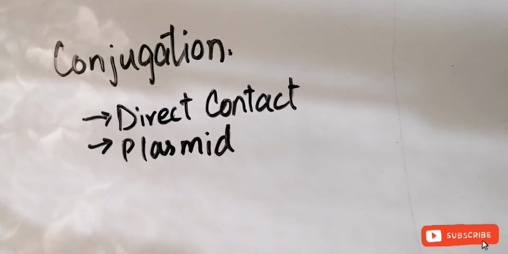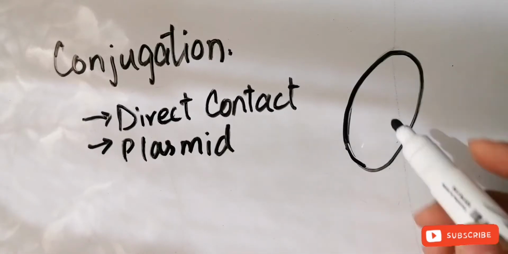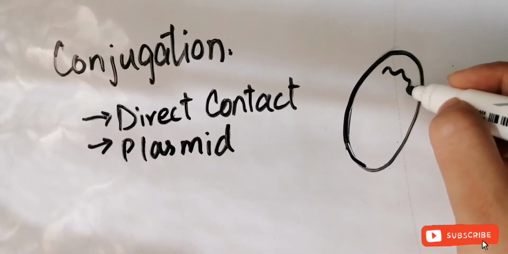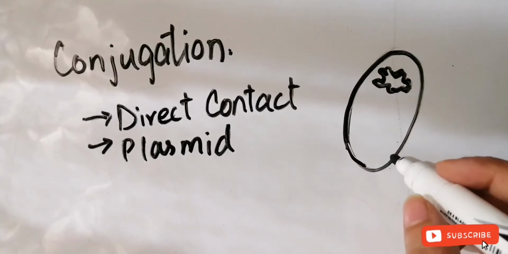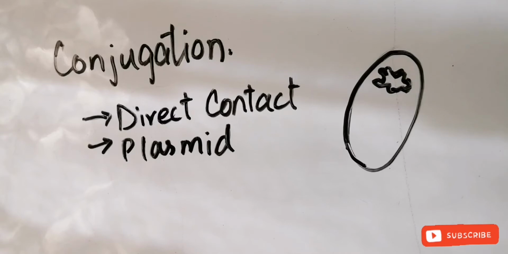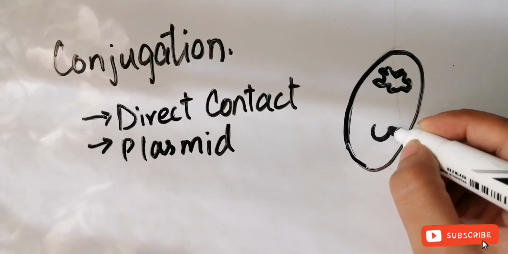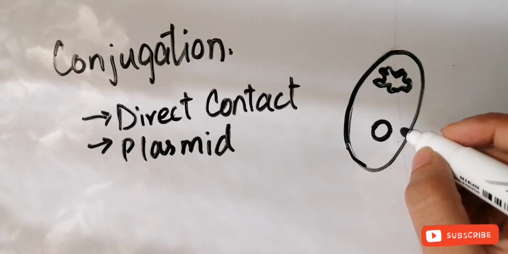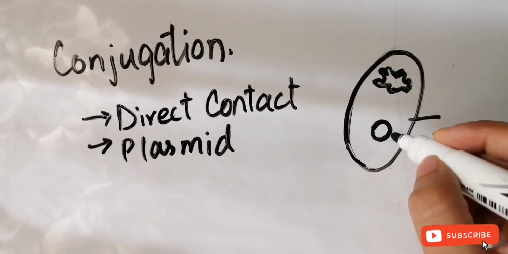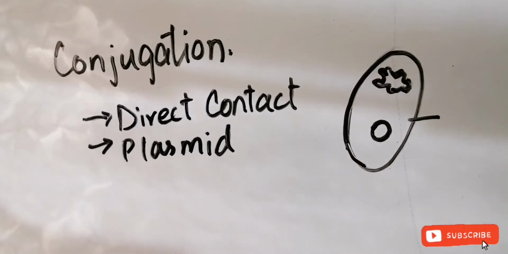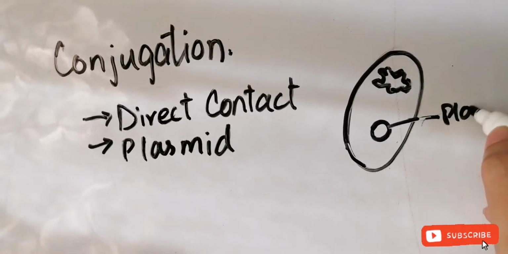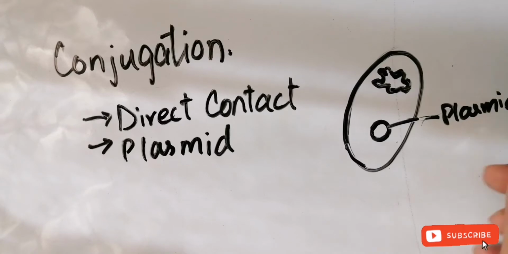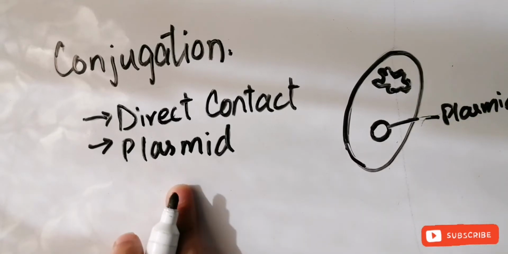What is a plasmid? Suppose this is the structure of a bacterium. In bacteria we have the chromosomal part. This is the chromosome of the bacterium, but there is also another segment which we usually call extra chromosomal material. We call it plasmid. The extra chromosomal material present in the bacterial cell is known as plasmid. So the process of conjugation takes place with the help of plasmid.